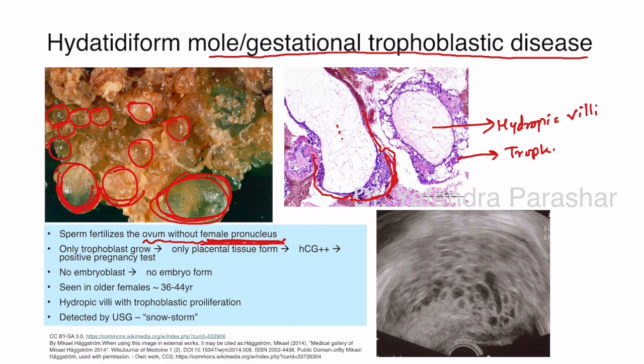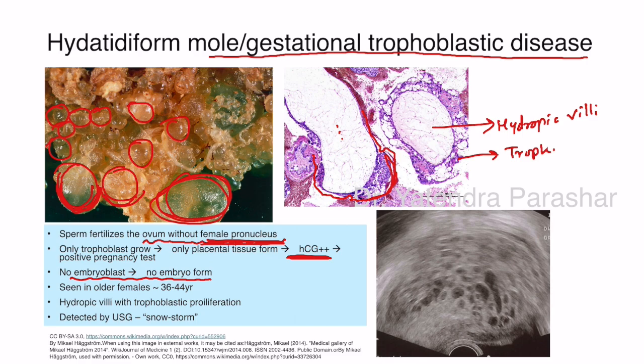In the H mole, patients present with a positive pregnancy test due to the secretion of beta hCG from the placental tissue or the trophoblastic tissue, but there is no embryoblast formed. So we cannot see any embryo tissue in complete mole. However, we can see few embryonal tissue in the partial mole.